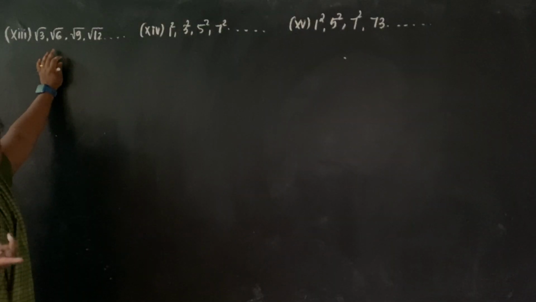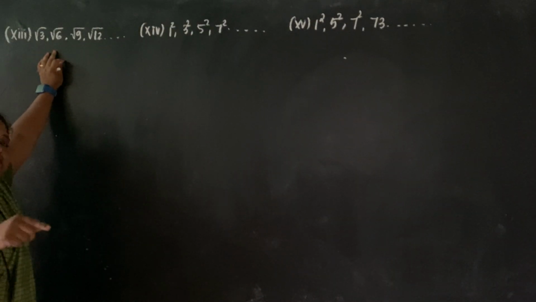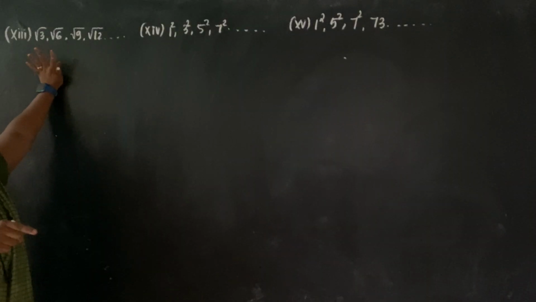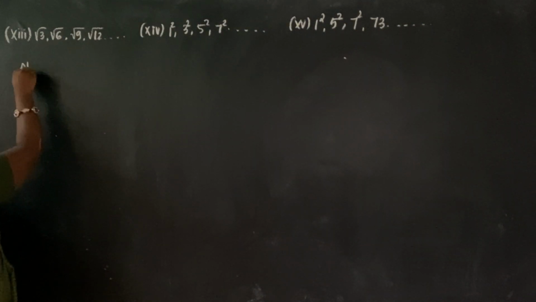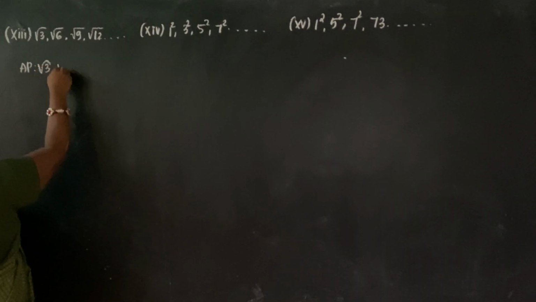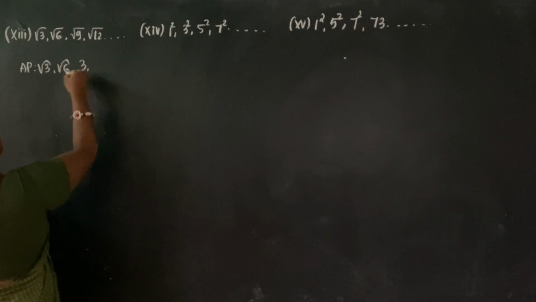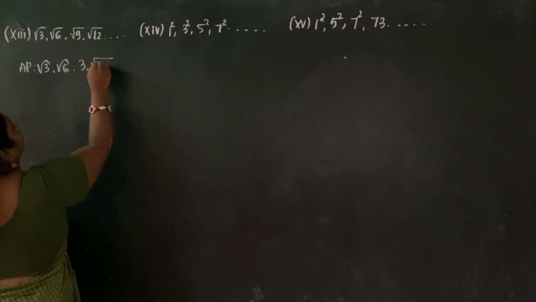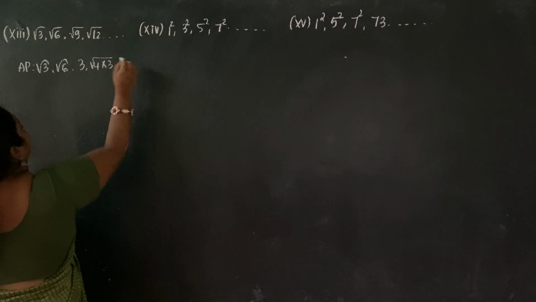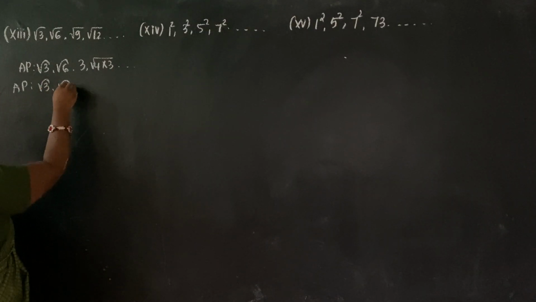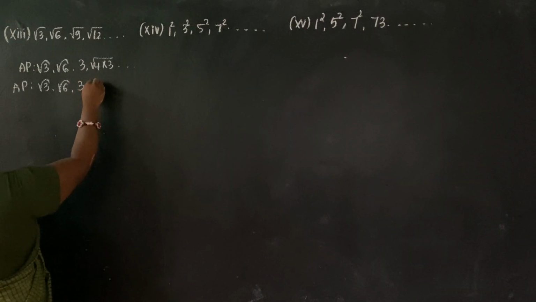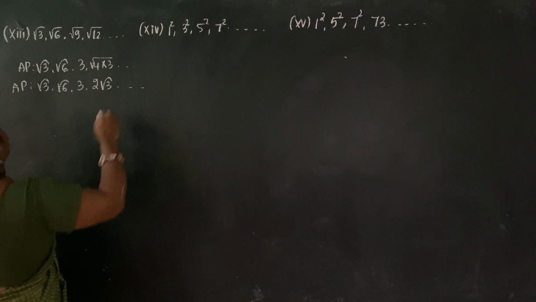Understanding? 3 is also not a square number, 2 is also not a square number, and how can you write 3 into 2 as a 6? Isn't it? So I cannot simplify. But now, see here, I'll be writing the AP here: root 3, root 6, root 9 is 3, and root 12 can be written as 4 into 3. If I write it in the simplified form, I'll be having root 3, root 6, 3, and 2 I'll take common. I got here 2 root 3.